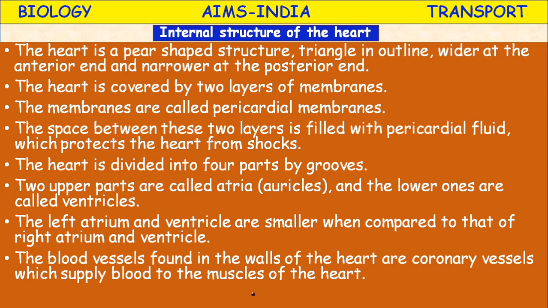The heart is pear shaped, like a pear fruit. It is a pear-shaped structure, triangular in outline, wider at the anterior and narrow at the posterior. Anterior end means towards the auricles it is wider, and towards the ventricles it is narrower, conical.